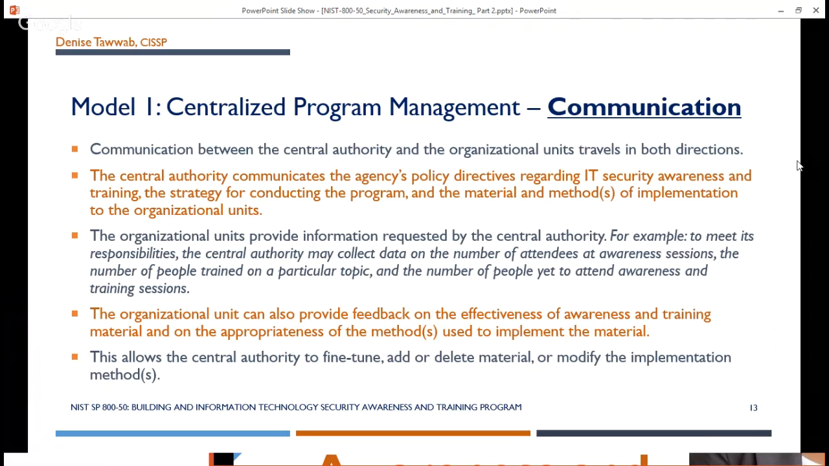And then the organizational units can also provide feedback to the central authority on the effectiveness of the training material, on the appropriateness of the methods used to implement the material. And this feedback allows the central authority to fine-tune, add or delete material, or modify the implementation methods.